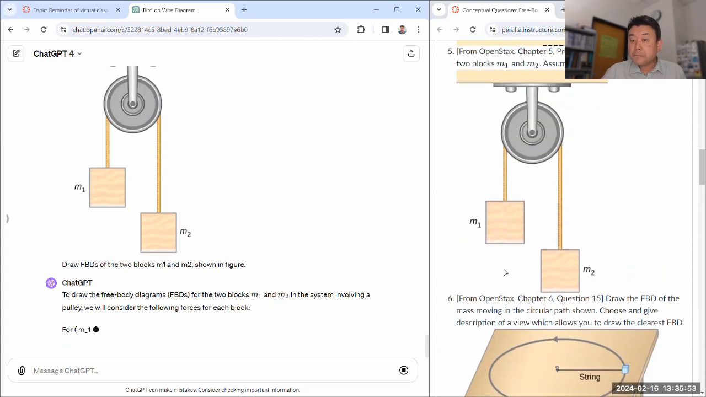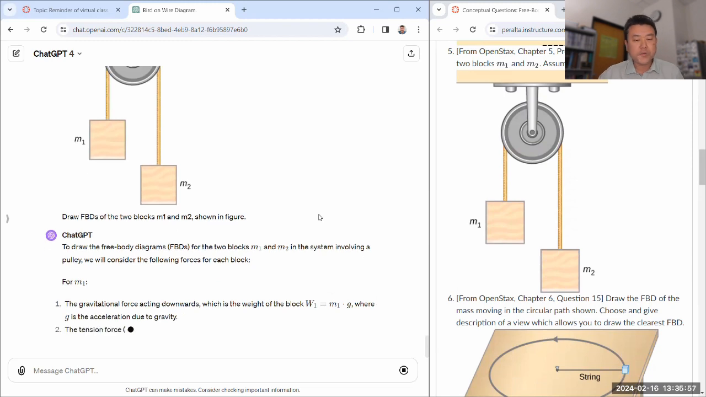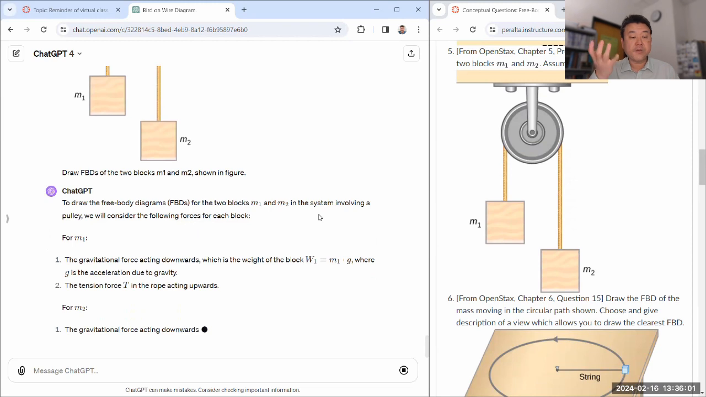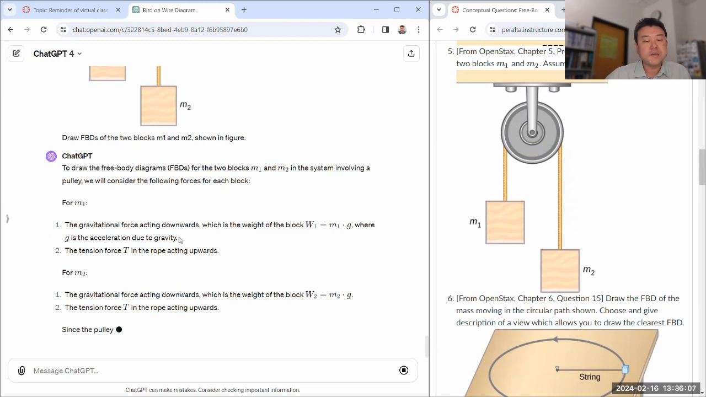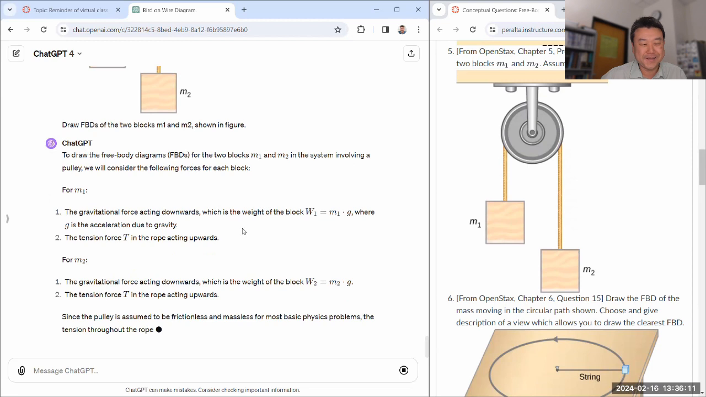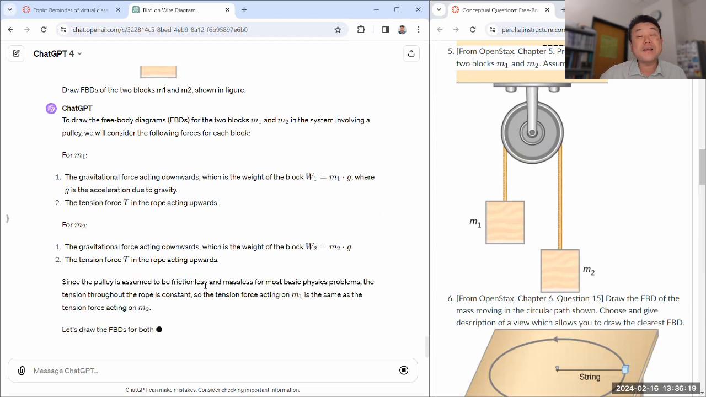So, oh, I didn't tell it to assume M2 is larger than M1, but it can assume one or the other. It doesn't matter. It only matters in figuring out the direction of acceleration. So gravity and tension, that's great. Those are the two forces. It's a simple setup. Don't need to make it complicated. Yeah. That's a great assumption. Even when we don't say it, assume that, unless we gave you some information that goes against that.